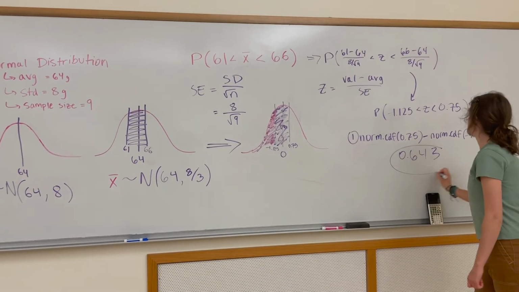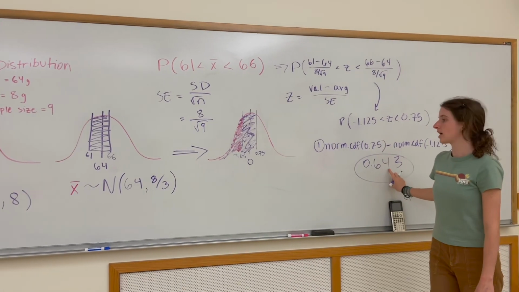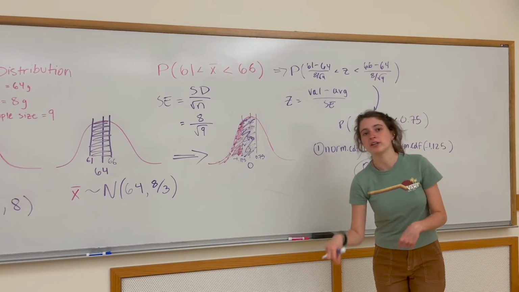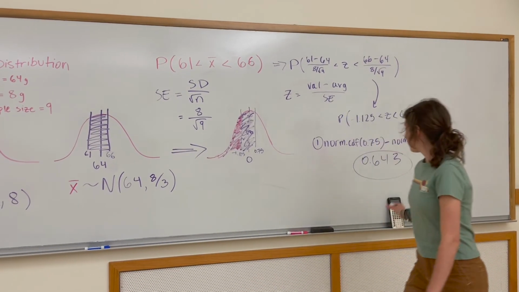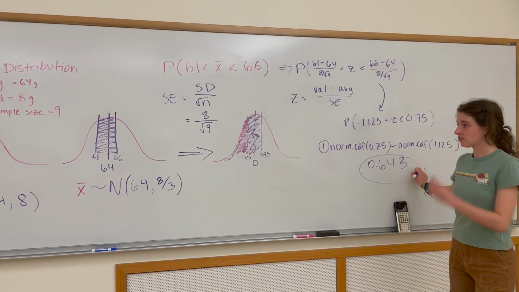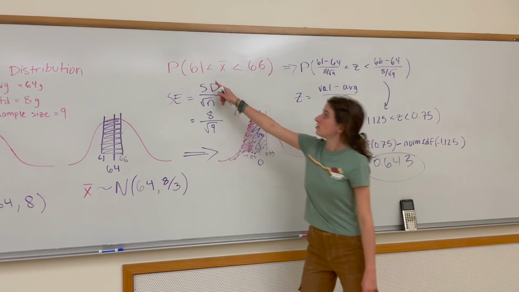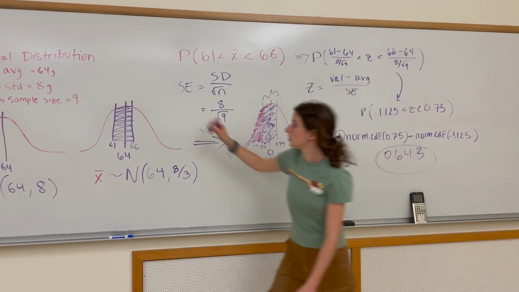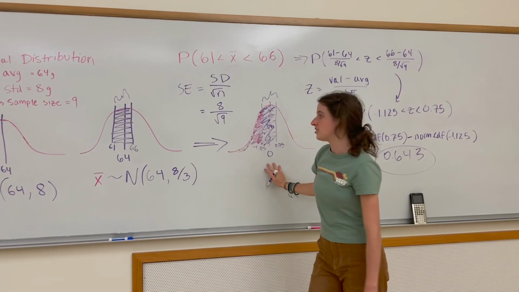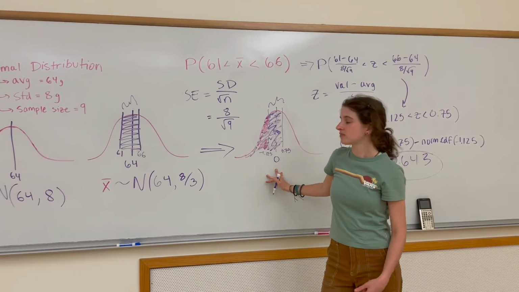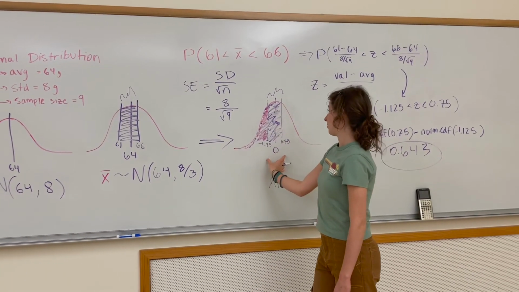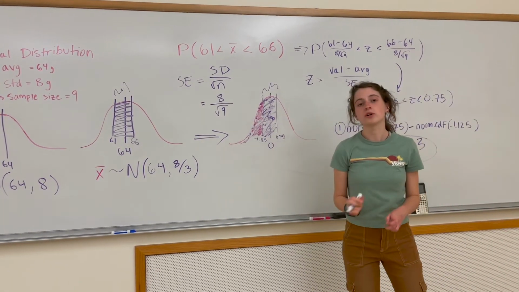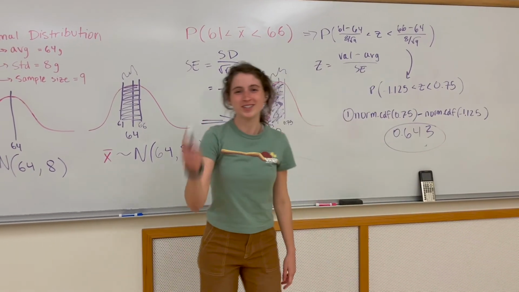0.643. And just to reiterate what this number actually means, if you're taking a sample size of 9 people and calculating their average daily sugar intake, there's a 64.3% chance that that average is going to be between 61 and 66 grams. And that's this area here. And that's also this area here. It's just easier to calculate it with our standard normal curve. So this area here should represent 64.3% of the entire area under the normal curve. So did you fall within the 64.3%?